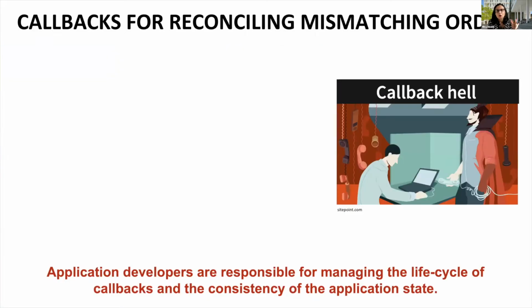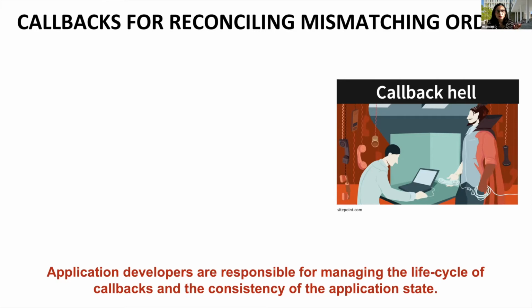So our traditional way to reconcile these mismatching orders between instructions in the program and data flows has been callbacks, which have been accused of causing what is called the callback hell, meaning causing a lot of accidental complexity in the application design, basically because application developers are made responsible for managing the life cycle of callbacks and also for keeping the consistency of the application state across callback calls.